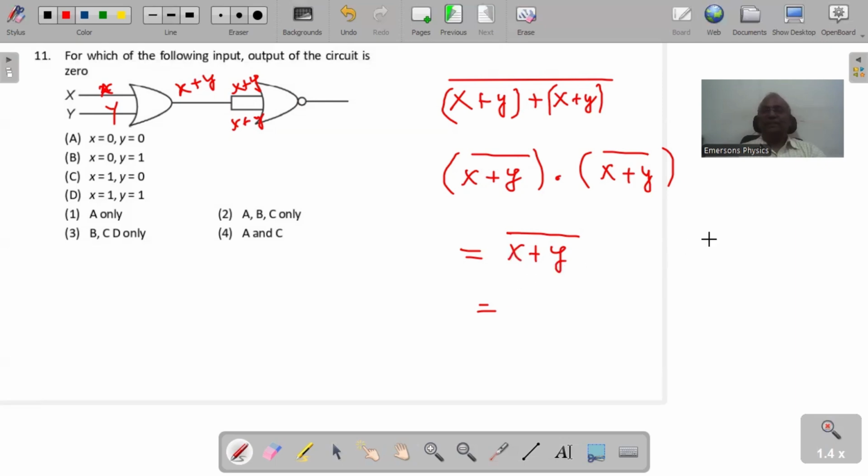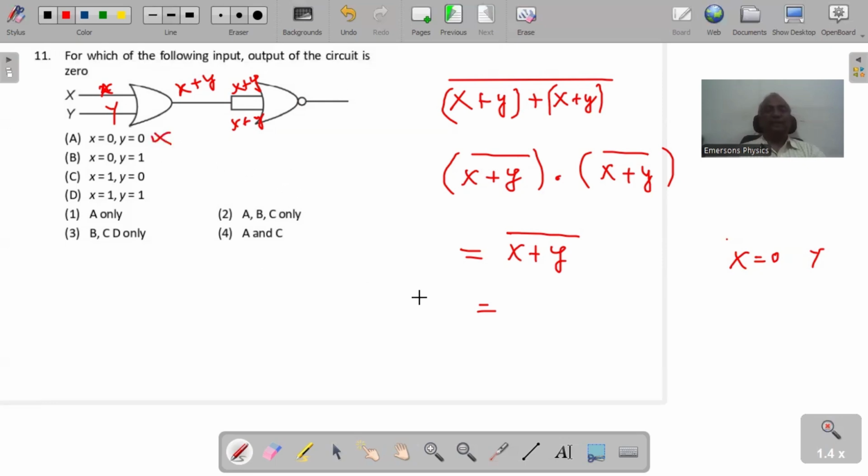Actually, in this term X is 0, 0 plus 0 is 0. Y is 0, 0 plus 0 is 0. Then there will be a complement, 1. This is correct. Is the output 0 here?